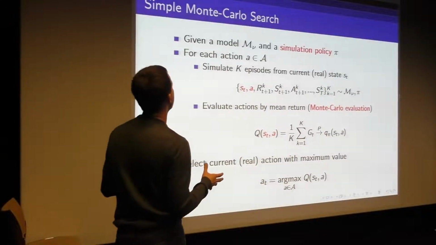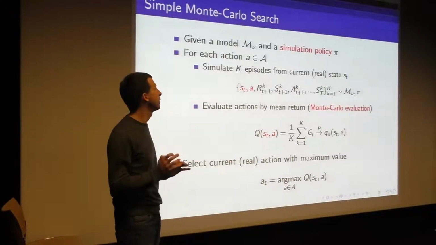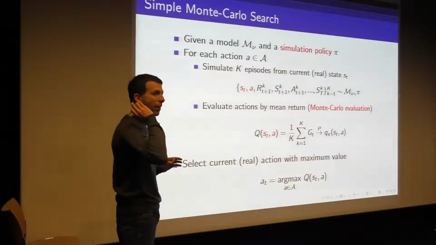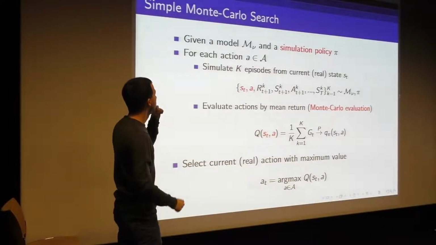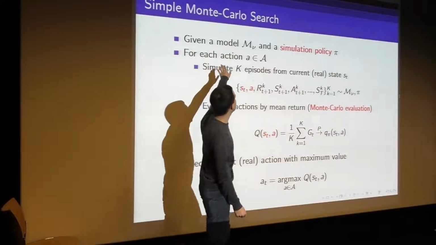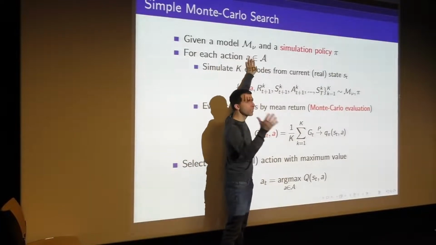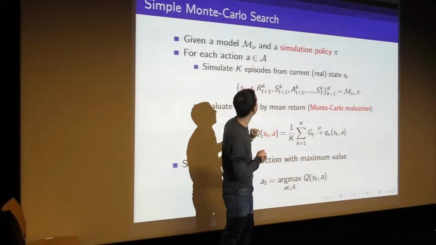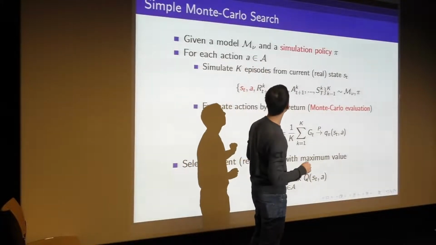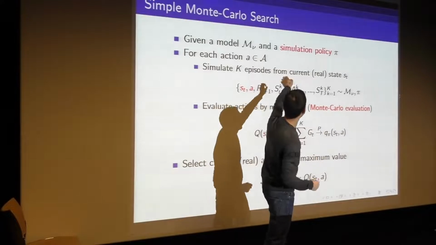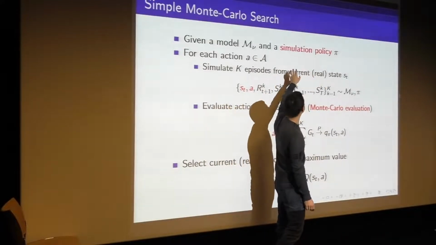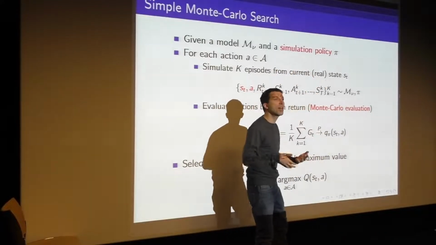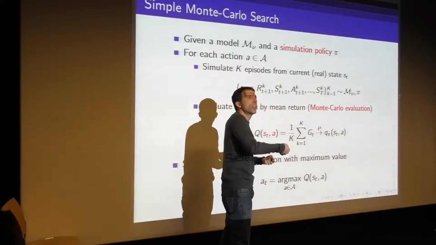So what does this look like? Let's start with the simplest possible version. This is what I call simple Monte Carlo search. So let's just assume that we've got some model, or someone tells us the rules of the game, or we've learned our model of how the rocks are working, or how the robot's walking, helicopters flying, and we have some simulation policy pi. So a simulation policy, it's just some way that we are going to pick actions in our imagination.